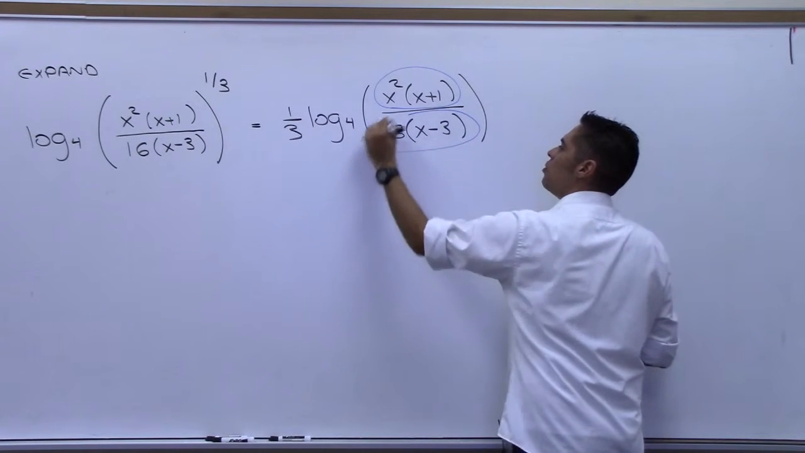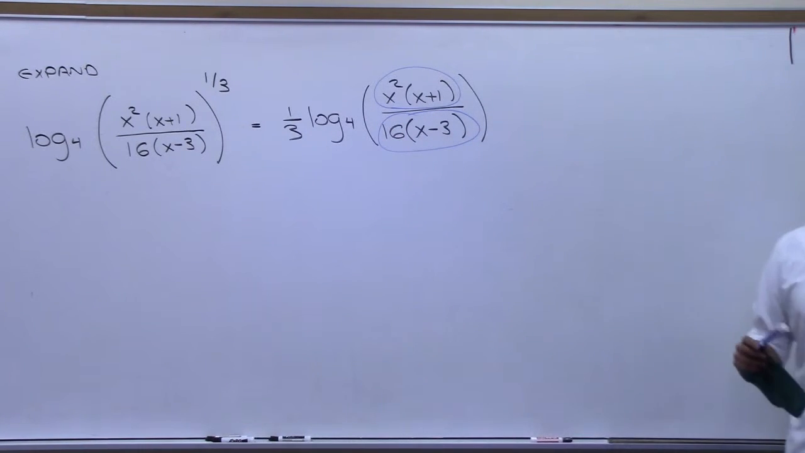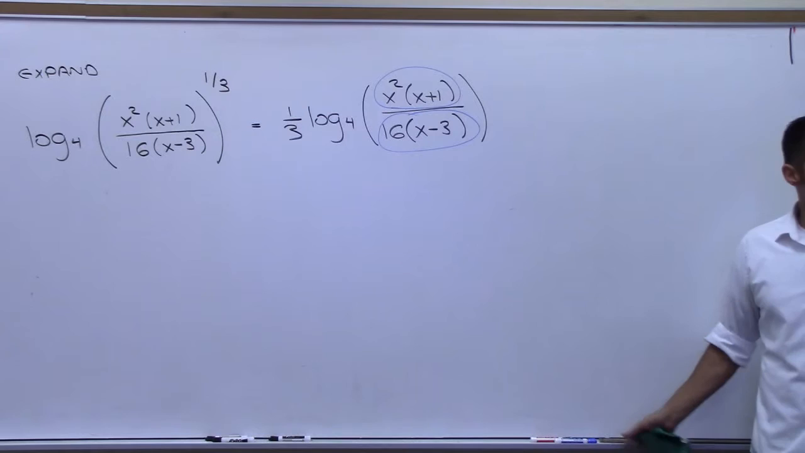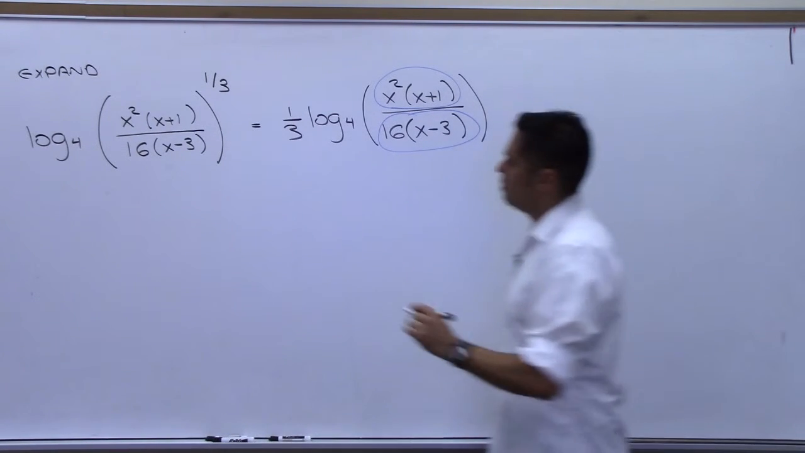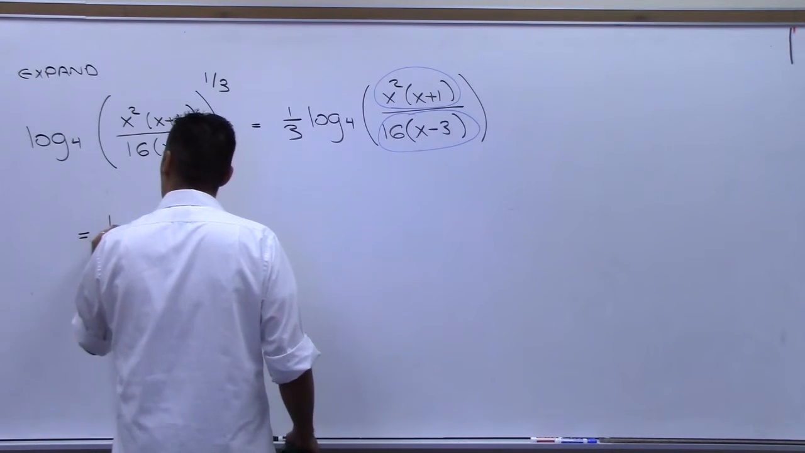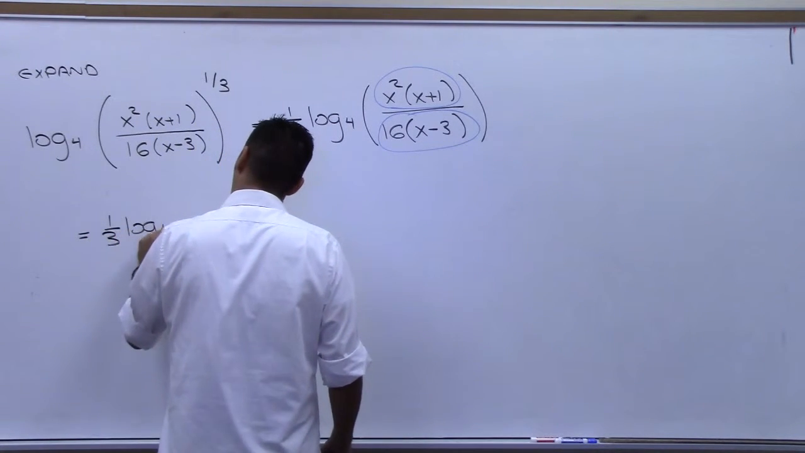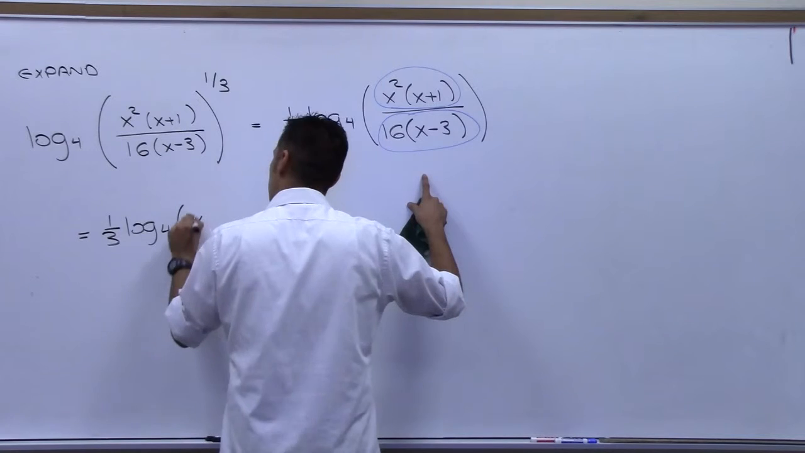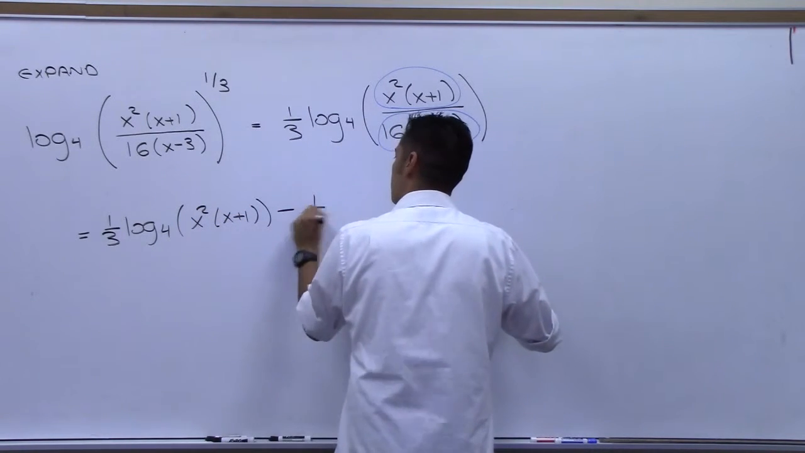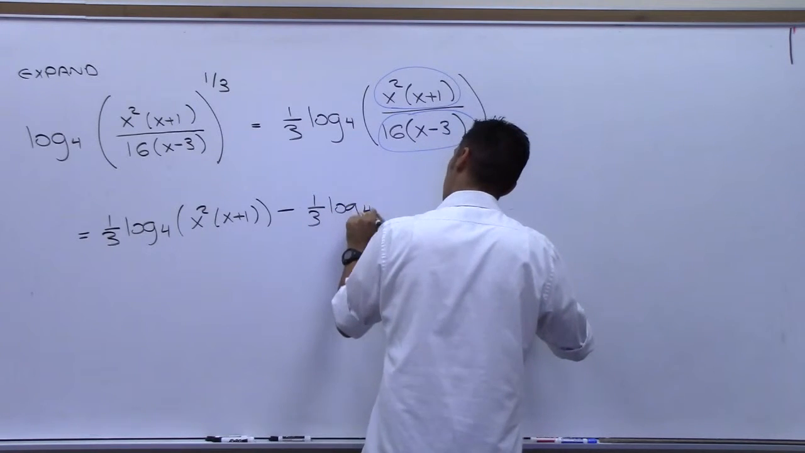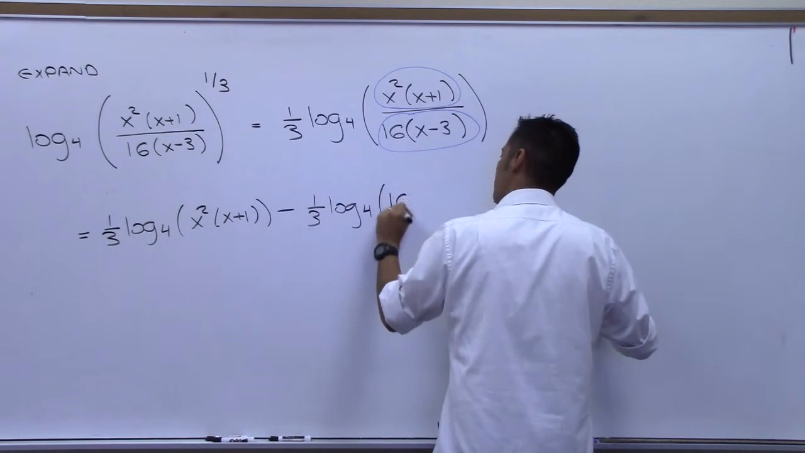Yes, you have division of two things inside of one log. It turns into 2 logs with subtraction. The 1/3 has to go to both logs. So you've got to have the 1/3 log base 4 of everything up in the numerator, minus the 1/3, like I said, comes along, log base 4 of everything in the denominator.